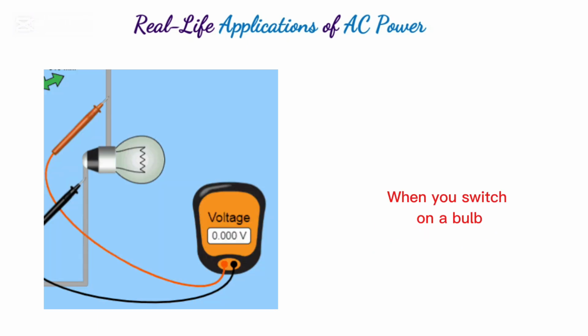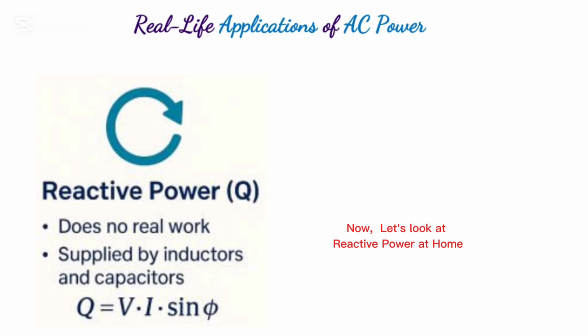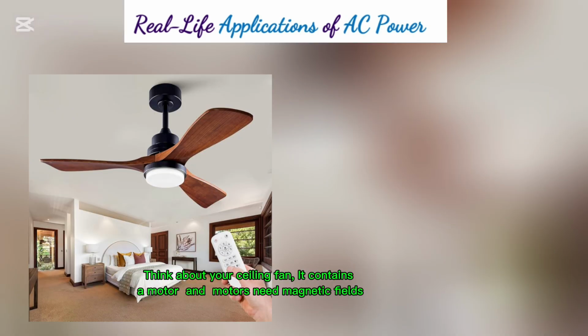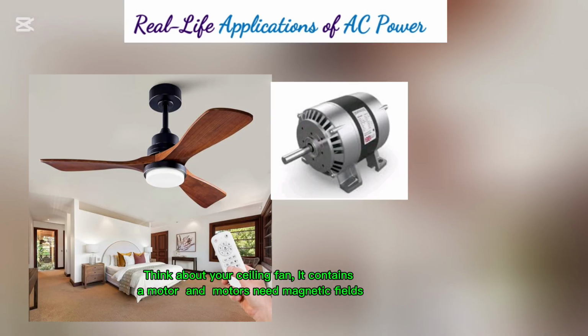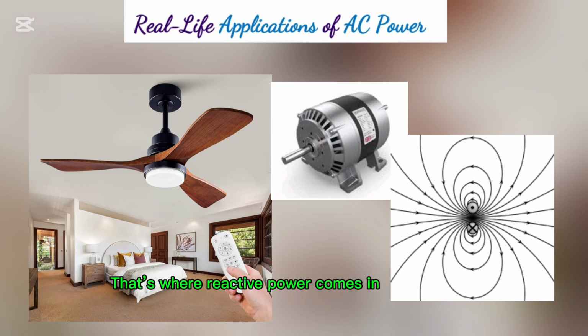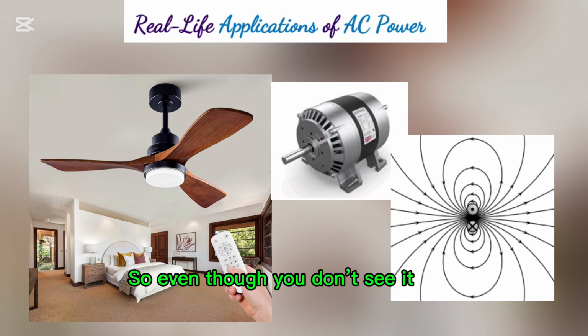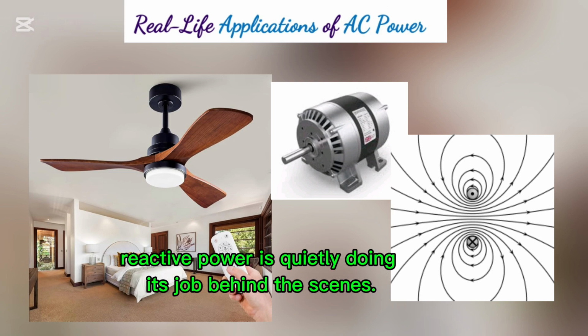When you switch on a bulb, it lights up because of real power. This is the useful energy doing actual work. Now, let's look at reactive power at home. Think about your ceiling fan. It contains a motor, and a motor needs a magnetic field. That's where reactive power comes in. It helps build and maintain that magnetic field. So even though you don't see it, reactive power is quietly doing its job behind the scenes.